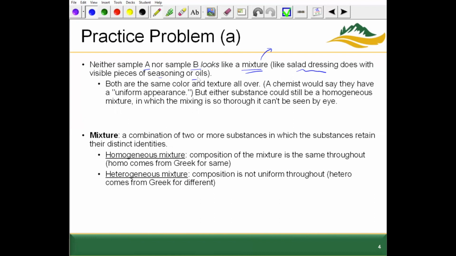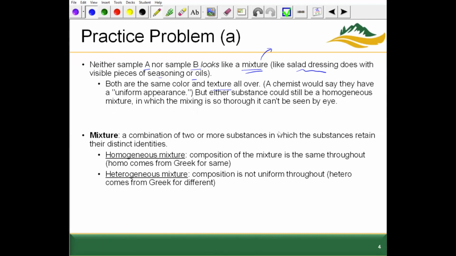Also, an obvious mixture would be trail mix. You can see all of the individual components in trail mix, like M&Ms, seeds, nuts, things like that. So with our samples A and B in this problem, both are the same color and texture, so that makes it a little bit more difficult to tell just based on a visual appearance. Is this a mixture? Is this a pure substance?